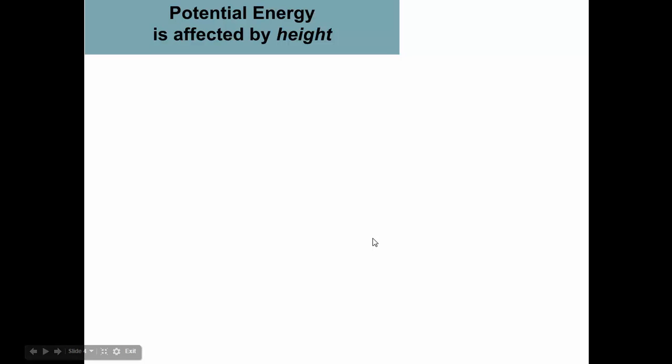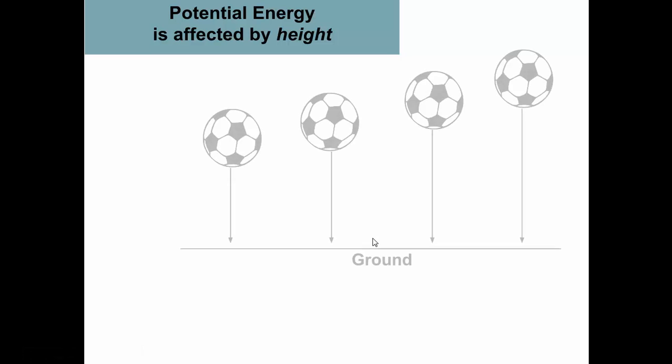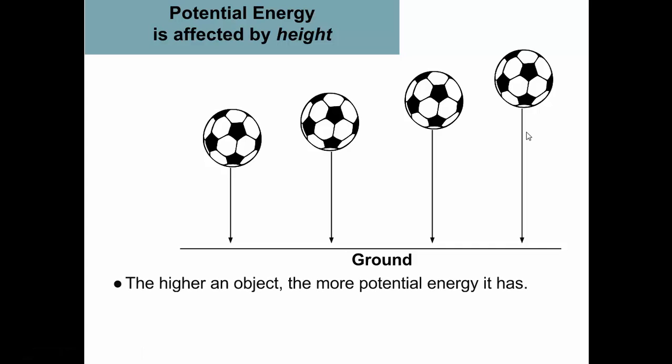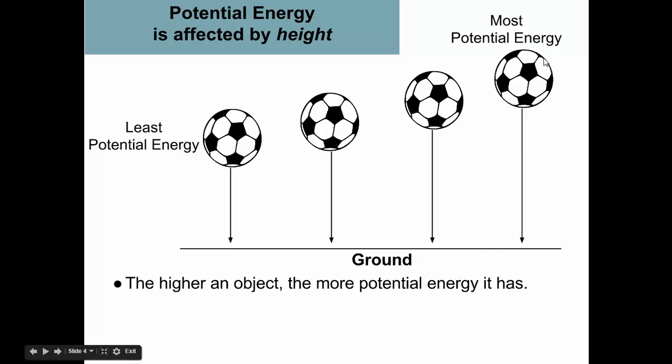Potential energy is affected by height. So if we change the height of an object, we change the amount of potential energy it has. So if we have the same soccer ball and we hold it at 4 different heights, here the soccer ball has the least amount of potential energy, and over here it has the greatest amount of potential energy. So the higher the height, the greater the potential energy. Like I said, over here we have the least potential energy, here we have the most potential energy.